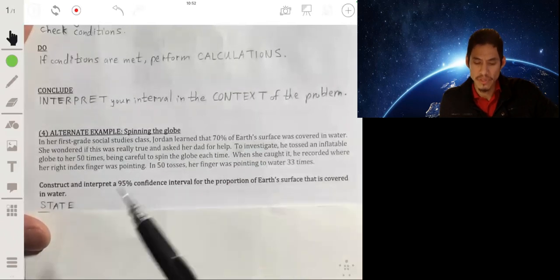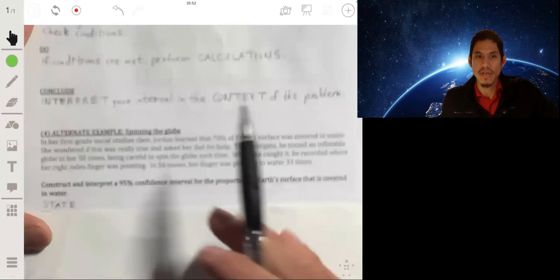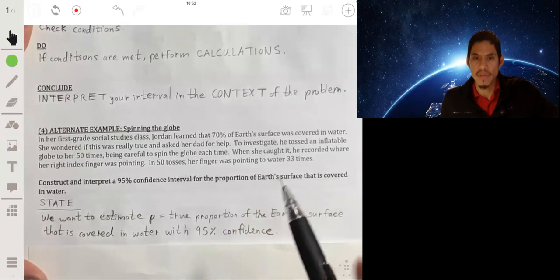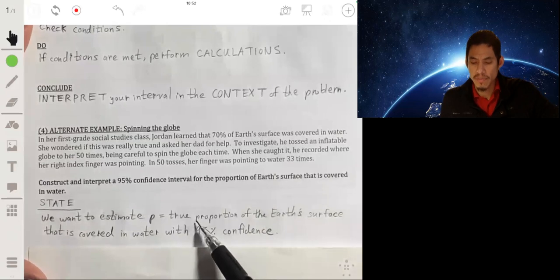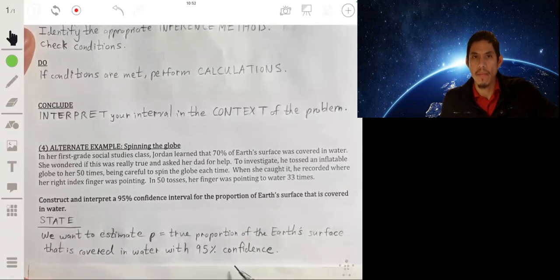So we start with our statement. What exactly are we trying to estimate? Well, our population parameter is going to be the true proportion P that is covered in water. And we're trying to estimate it with a 95% confidence level.